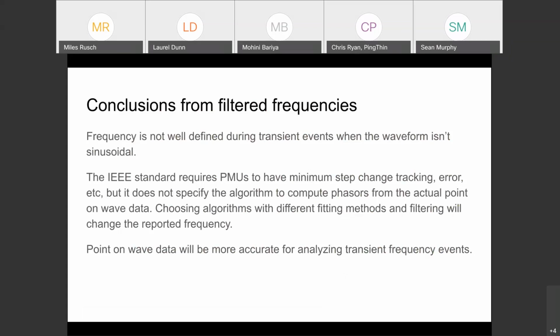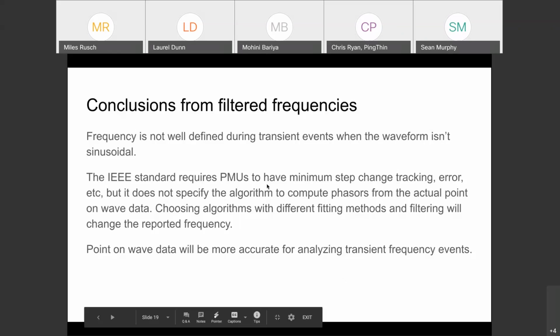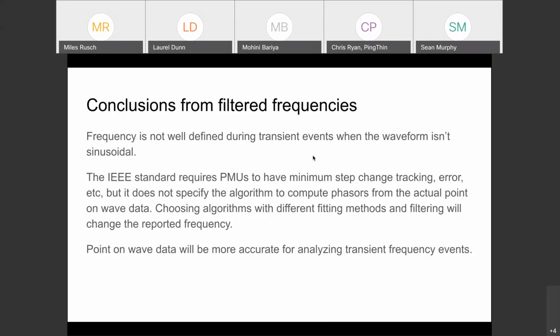So I think it's good to remind ourselves that point-on-wave data will be most accurate during these transient frequency events. And so that's all I have, and I'm happy to answer any questions.